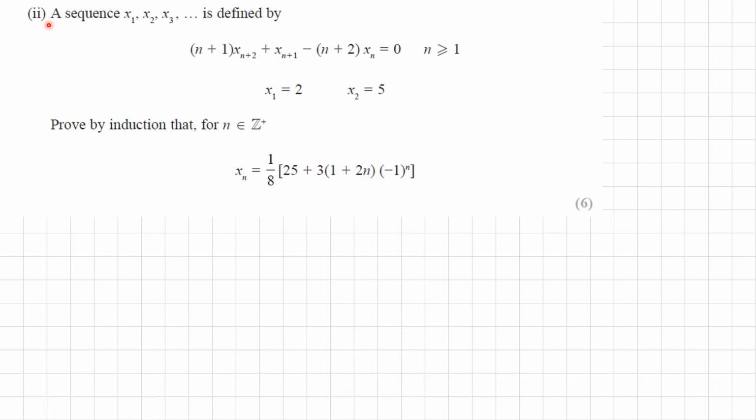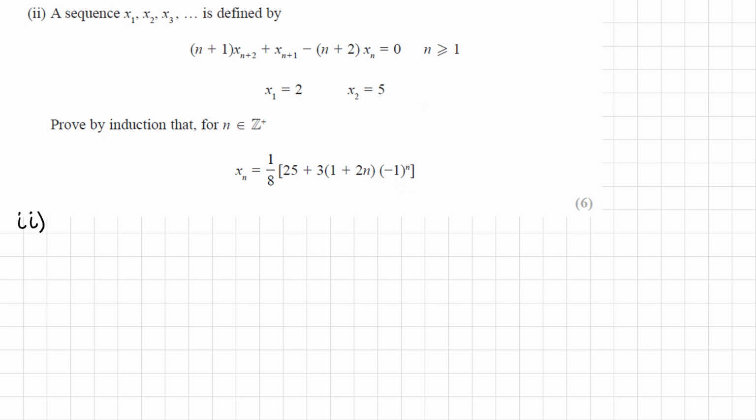Part 2, question 7. A sequence x1, x2, x3 is defined by n plus 1 times by x n plus 2 plus x n plus 1 minus n plus 2 times by xn is equal to 0, where n is greater than or equal to 1, x1 is equal to 2, x2 is equal to 5. Prove by induction for n in the set of positive integers that xn is equal to 1/8 of 25 plus 3 times by 1 plus 2n times by negative 1 to the power n.